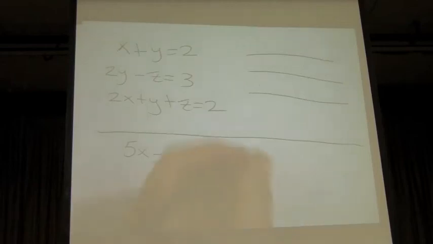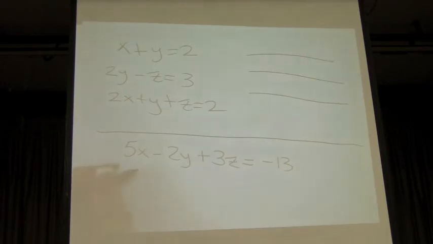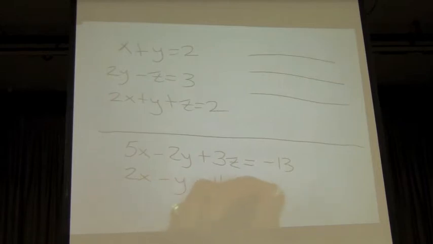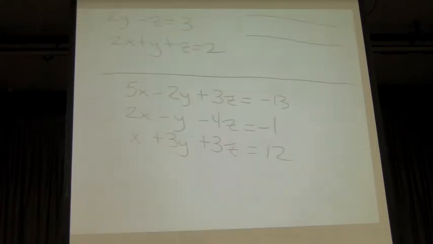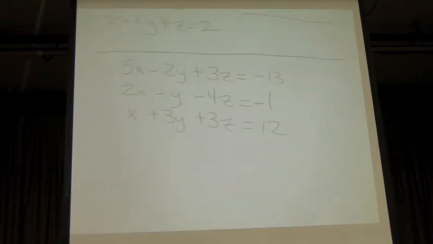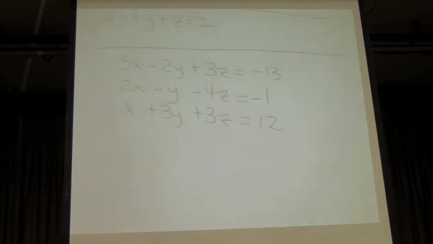5x minus 2y plus 3z equals negative 13. 2x minus y minus 4z equals negative 1. And x plus 3y plus 3z equals 12. More typical of what they look like when we give them to you.